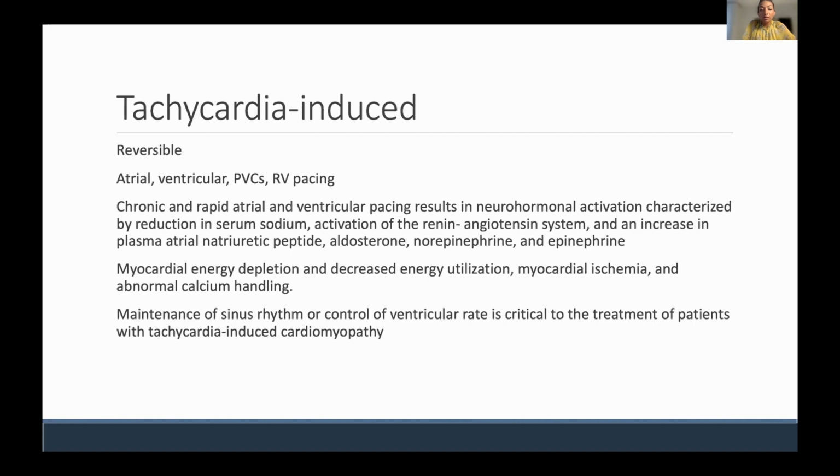It's very important to maintain sinus rhythm or control the ventricular rate. This is critical to the treatment of these patients, and this can be reversible. CRT can be used in select cases like patients who have RV pacing-induced cardiomyopathy or rapid atrial arrhythmias, where an AV node ablation along with CRT implant can be done.